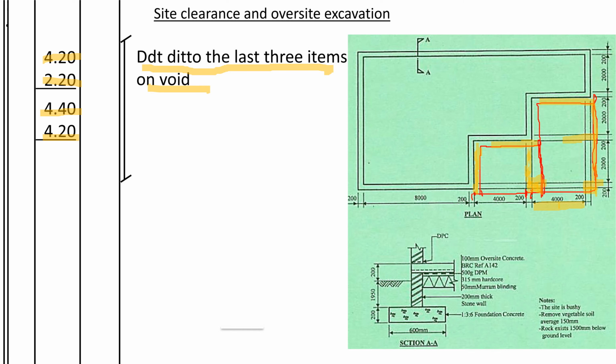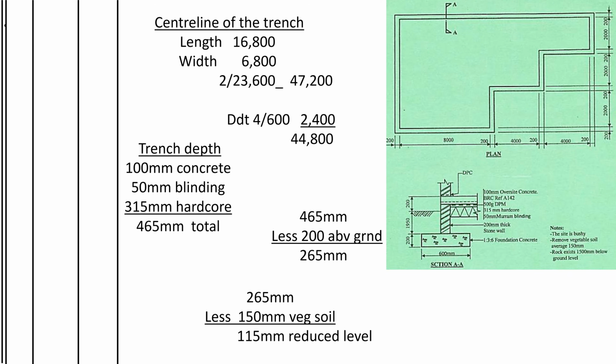Alright, so we shall go to excavating the trenches. Now we need to know the center line of the trench so that we can multiply by the depth of the trench to know the volume of the soil that shall be excavated. So the center line of the trench, we say that we shall take the external dimensions of the spread.